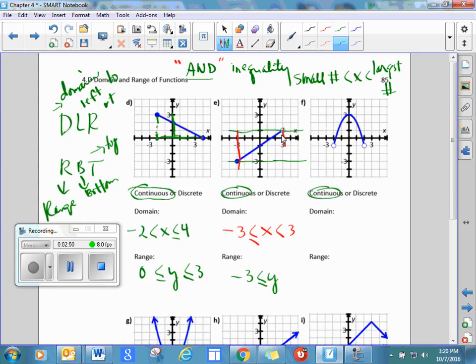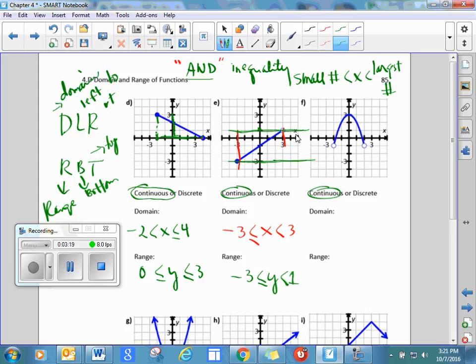And where does the y end up? The y ends up at 1 right here. This guy right here. This is the highest value of our y. So we have -3 all the way up to +1. And it does not include +1 because the circle is an open circle right here.